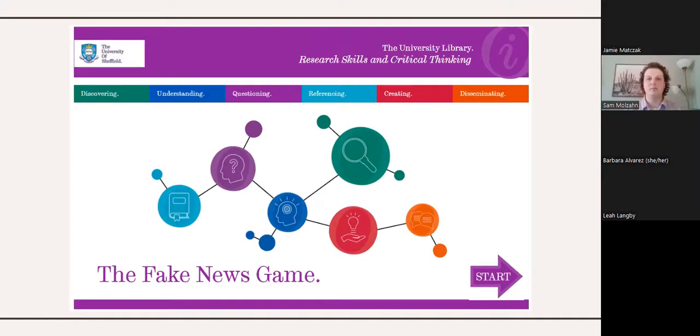You start it, and it was created by library staff at the university, and they pick out 3 news articles. They also do tweets and quotes, and they walk you through how to do those steps of reading beyond the headline, checking the URL, doing those things. And it's a game, so it's fun. And I walked through it.